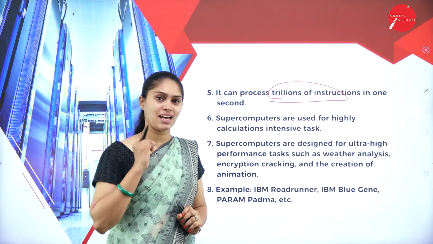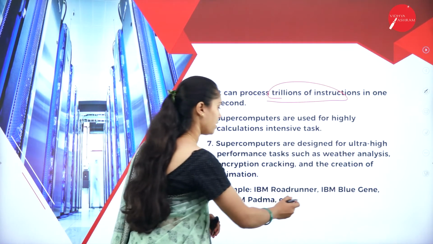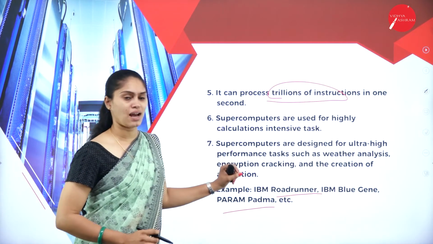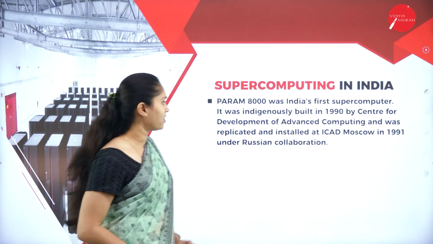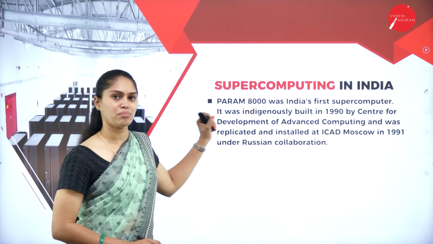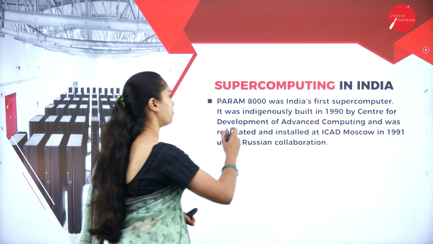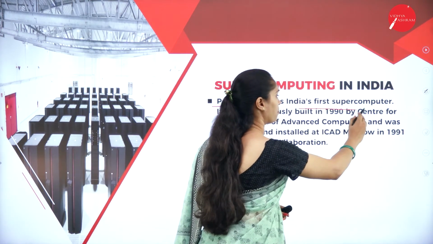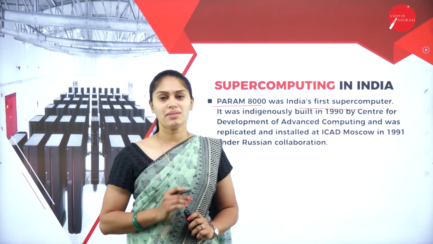Then which is India's supercomputer? When it comes to examples, IBM Roadrunner, IBM Blue Gene and Param Padma are examples of supercomputers. Here you have to observe one thing, supercomputing in India. Which is the first supercomputer invented or manufactured in India? Param 8000 was India's first supercomputer. It is the first supercomputer of India, that is Param 8000.